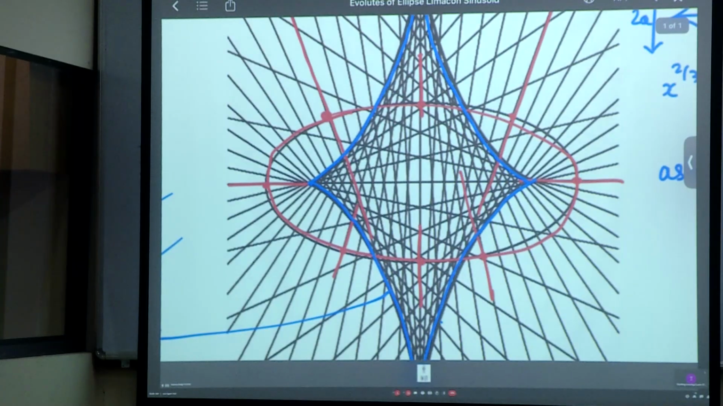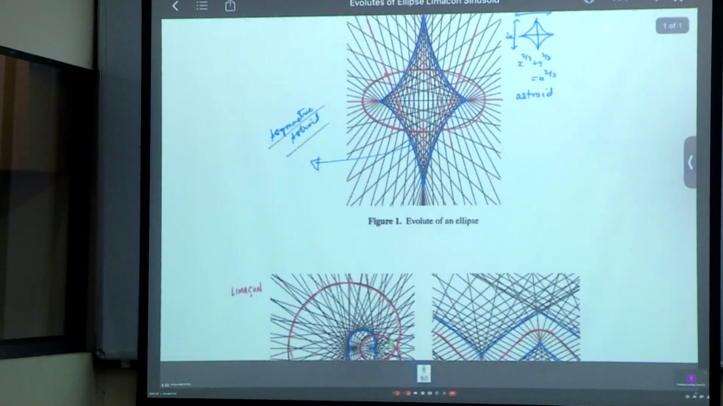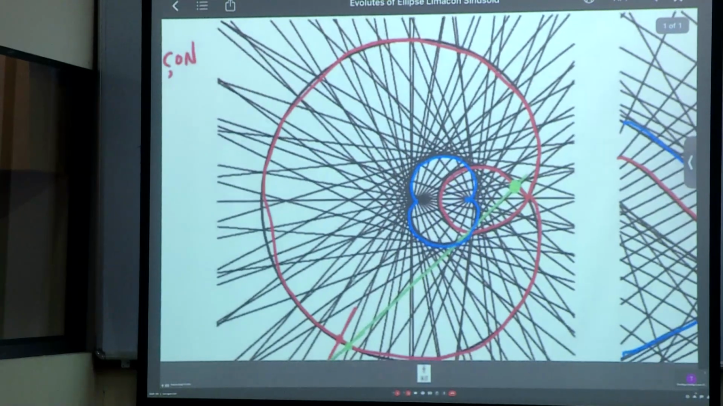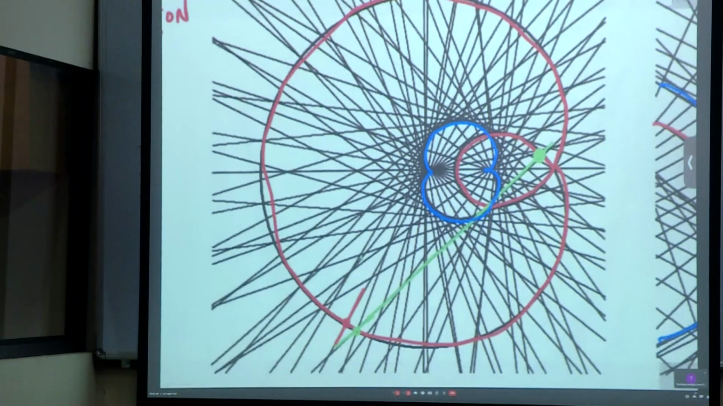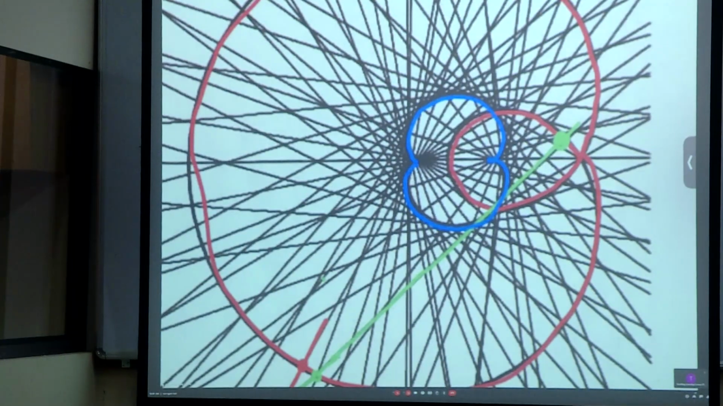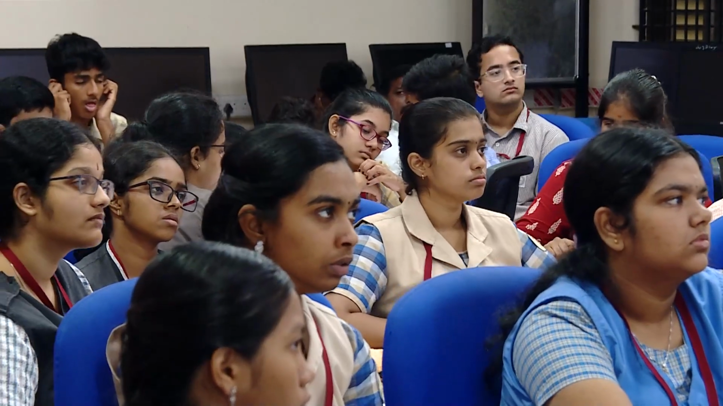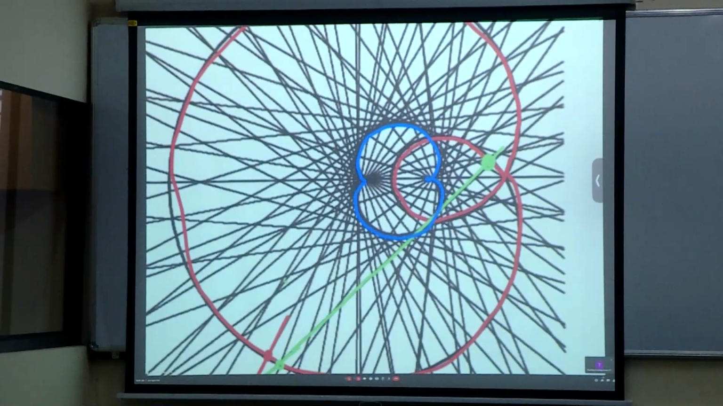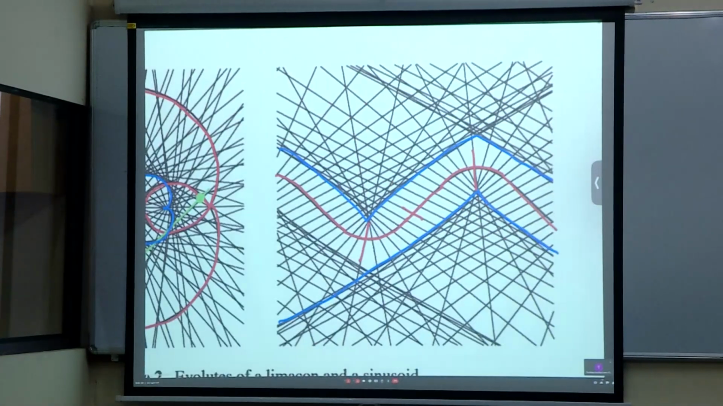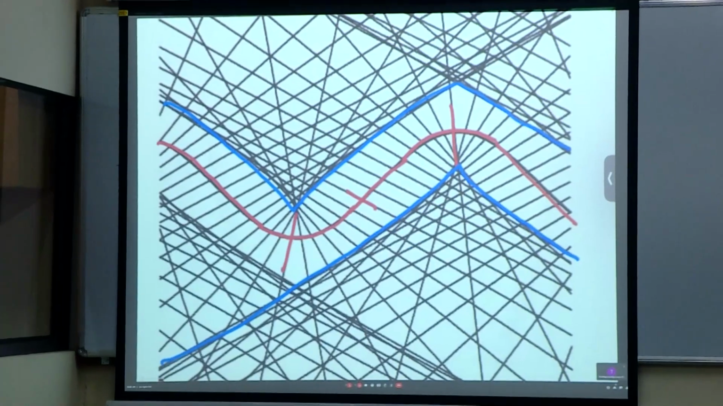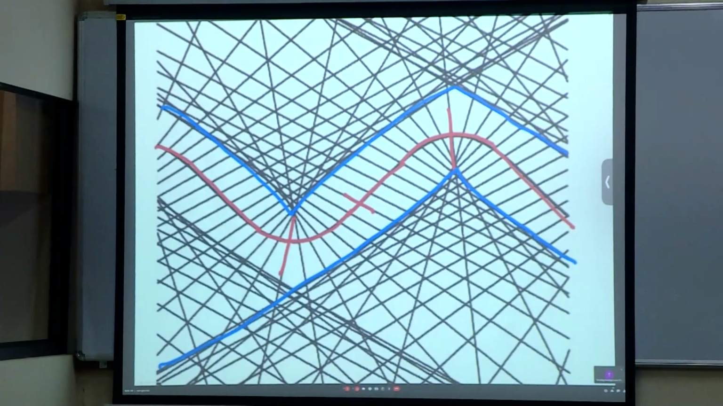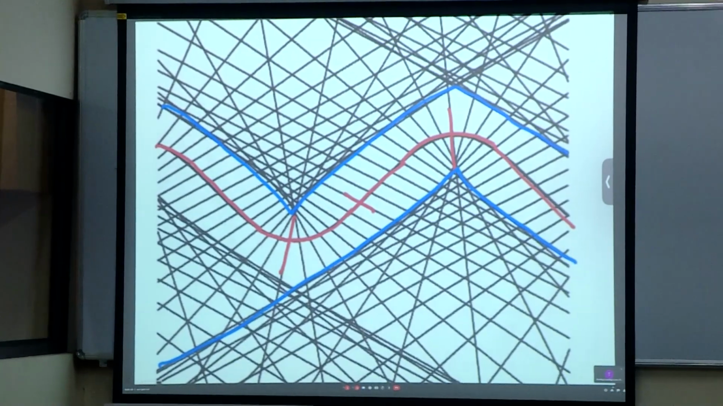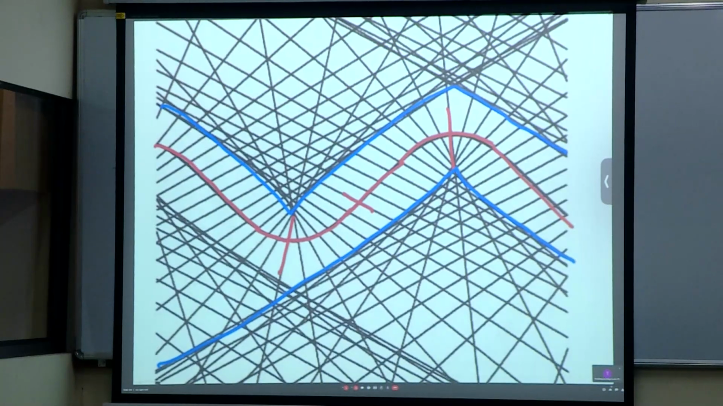So that is what is happening here. In the case of the nephroid, you can see that close to the nephroid you see the accumulation of all the normals, so that this blue nephroid is actually the envelope of all the normals to the red limacon. And similarly, in the case of the sine curve, these blue curves are the envelopes of the normals.